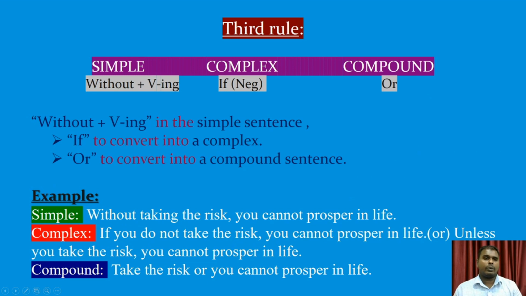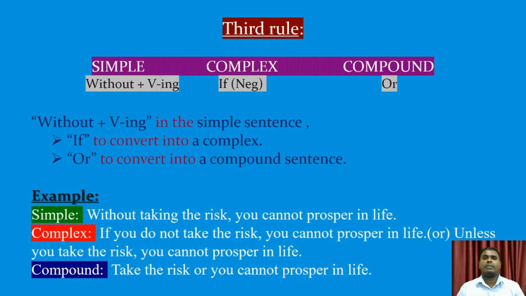Now if you look into the third rule. In the third rule, the simple sentence starts with without plus the present participle form of the verb. If the simple sentence starts with without plus the present participle form of the verb, then it is converted into a complex sentence with the help of the subordinating conjunction if. But here the if statement should be in the negative form. And once again, this simple sentence can be converted into a compound sentence by using the coordinating conjunction or. Look at the example. First one, simple. Without taking the risk, you cannot prosper in life, isn't it? Without taking any risk, we cannot prosper in life.